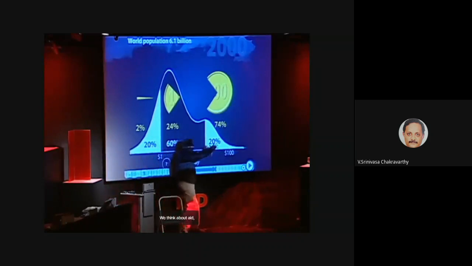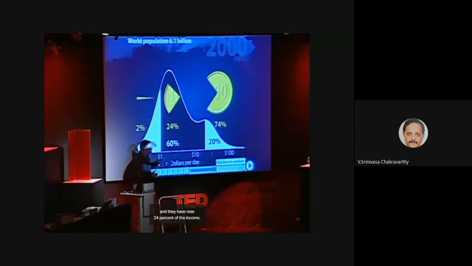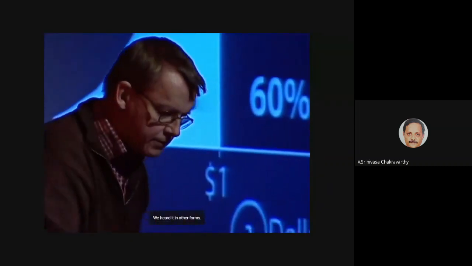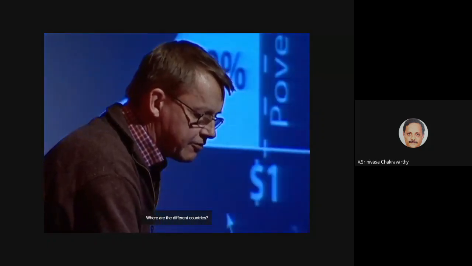We sort of think about aid as these people here giving aid to these people here. But in the middle, we have most of the world population, and they now have 24% of the income. We have heard it in other forms. And who are these? Where are the different countries?